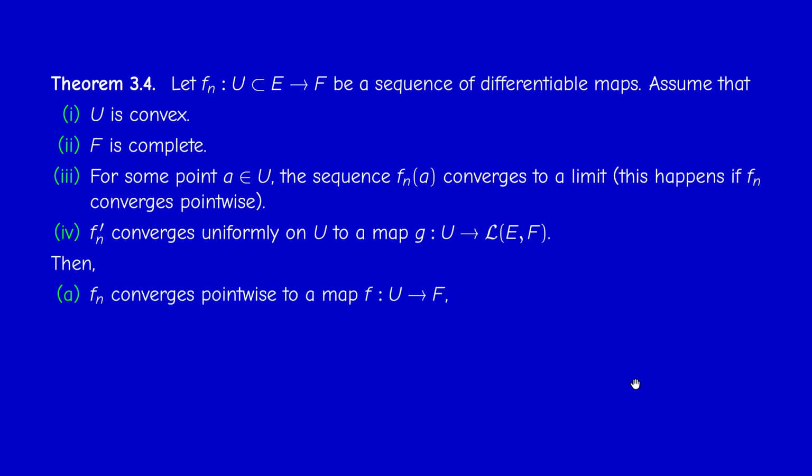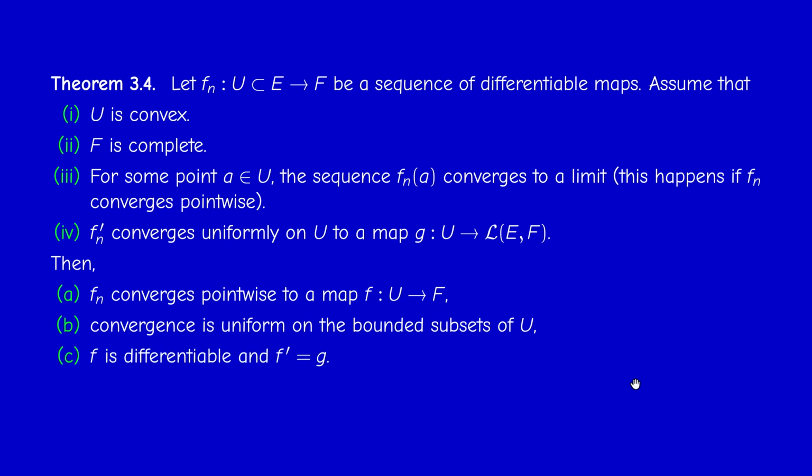Then we can deduce that the original sequence converges pointwise to some map, of course, and convergence is uniform on the bounded subsets of the domain. And last and most important conclusion is that the limit is actually differentiable, and its derivative is the limit of the sequence of derivatives. So we can interchange the operations of limit and differentiation. The derivative of the limit is the limit of the derivatives, if you like.